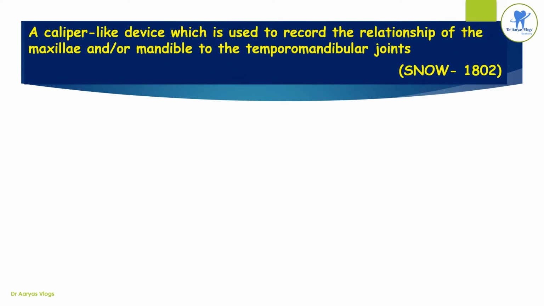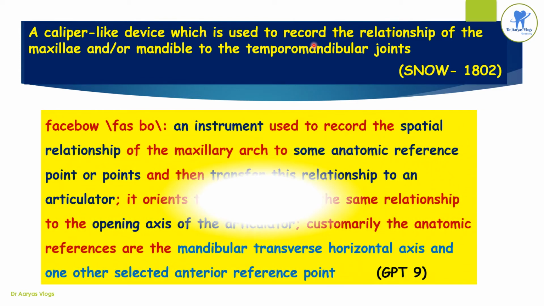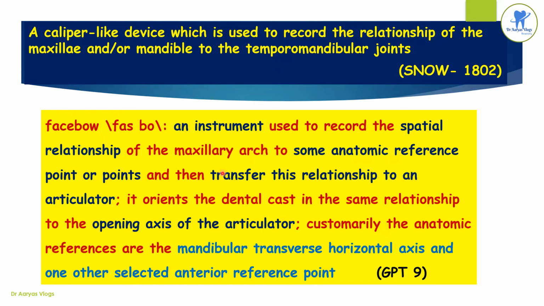According to Snow in 1802, it is defined as a caliper-like device which is used to record the relationship of the maxilla or mandible to the temporomandibular joint. According to GPT-9, the face bow is defined as an instrument which is used to record the spatial relationship of the maxillary arch to some anatomic reference point or points, and then transfer this relationship to an articulator, and it orients the dental cast in the same relationship to the opening axis of the articulator.